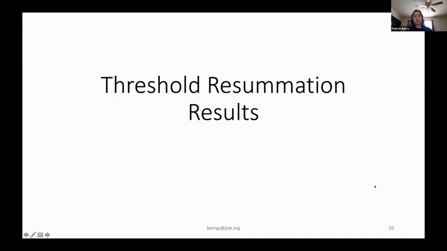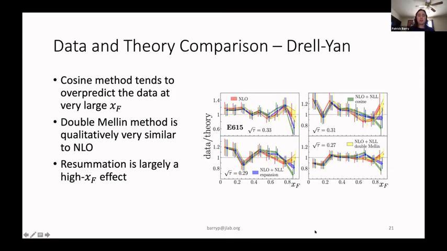So let me discuss the results that we have for the threshold resummation analysis. And so let me show here what the data and theory comparison is. So what I show is the data divided by theory. And in red are the next to leading order points that we got from the next to leading order analysis. And then in green, blue, and yellow are the cosine, expansion, and double Mellin methods.